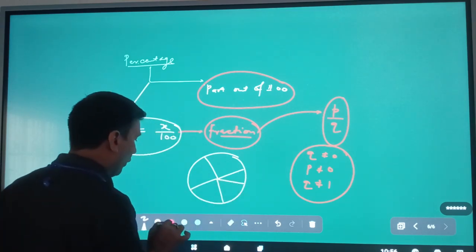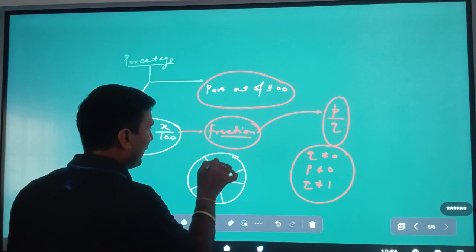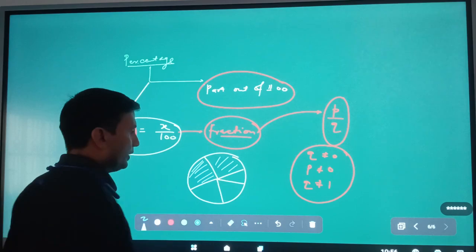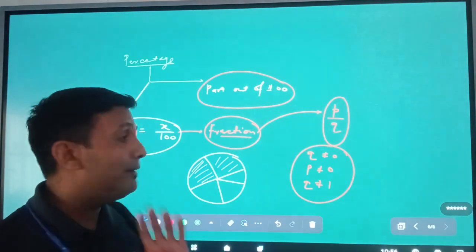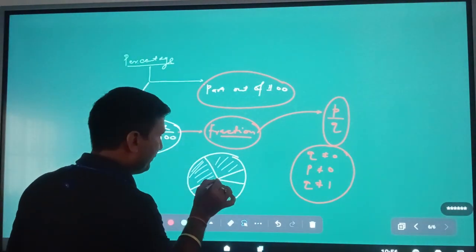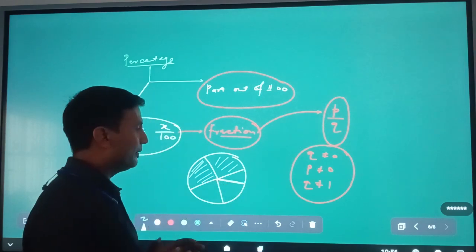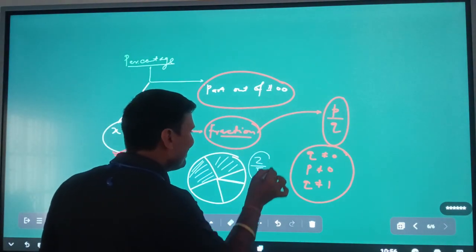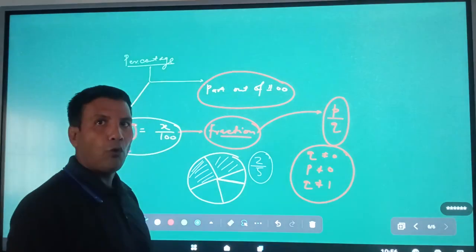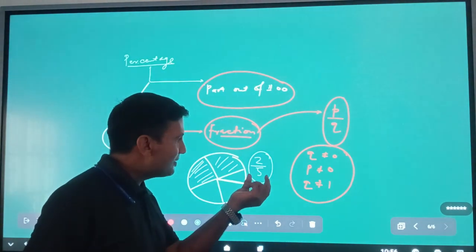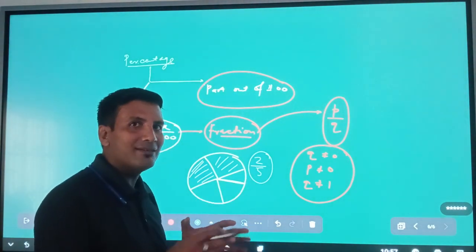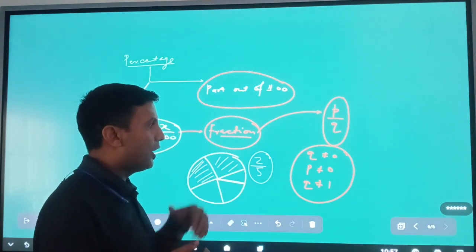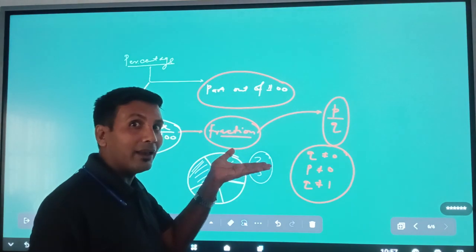And your friend wants 2 by 5 of it. The pizza has been divided into 5 equal parts. Normally the figure is not so correct, but we suppose that 2 out of 5. It means any fraction denotes what? The denominator says in how many equal parts the whole thing has been divided, and the numerator indicates what part is going to be taken.